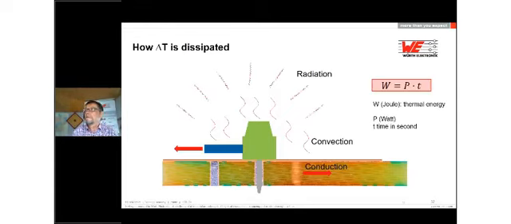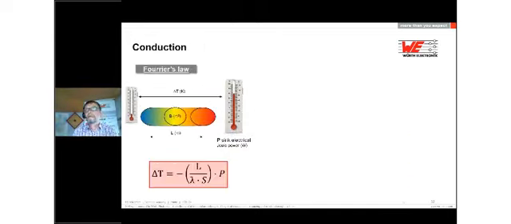We will start with the formula. The thermal energy in joules, W, is power multiplied by the time in seconds. So that means the longer you put the current on the PCB, the warmer the application gets. So first have a look at the conduction. Therefore, we have Fourier's law. It's quite easy. It says the delta T is the length divided by lambda multiplied by the section of the material we have inside our wire, for example, or our cable, multiplied by the power.